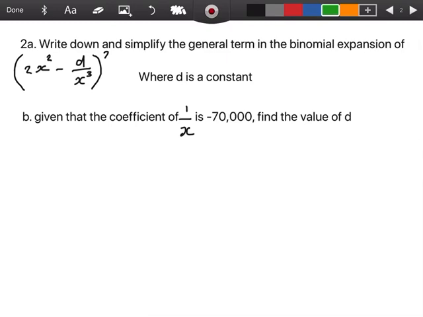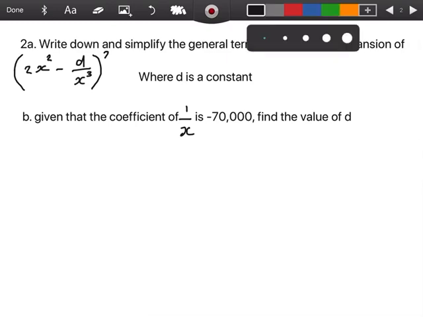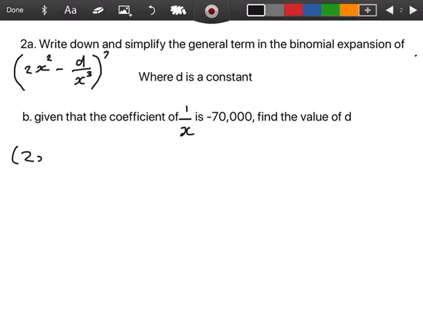2a. Write down and simplify the general term in the binomial expansion of (2x squared minus d over x cubed) to the power of 7, where d is a constant. So, the first part is just the same as last time. We use the general term. And as I said before, I like to bring all of the x's up: (2x squared minus dx to the negative 3) to the power of 7.